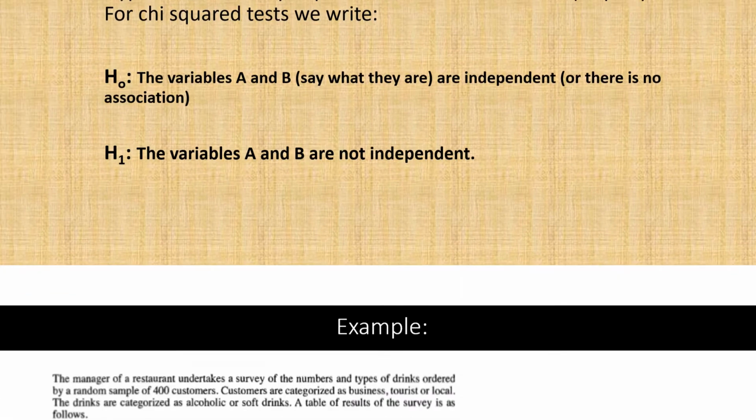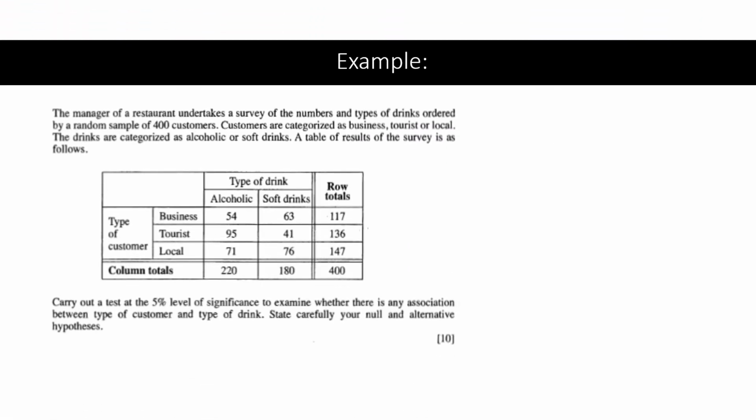There's no formula in there. So here's an example that we're going to look at in detail. The manager of a restaurant undertakes a survey of the numbers and types of drinks ordered by a random sample of 400 customers. And you can see the 400 here. Customers are categorised as either business, tourist or local, and the drinks are categorised as alcoholic or soft drinks. And a table of results of the survey is as follows.